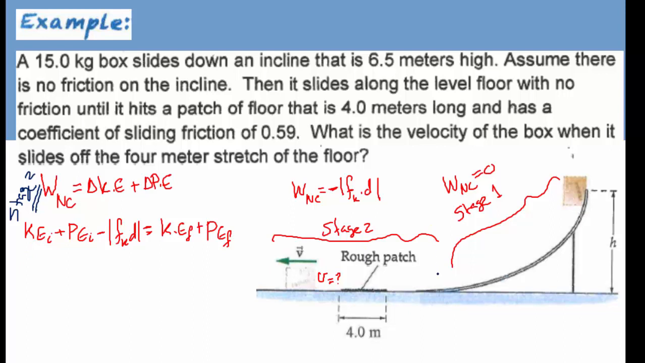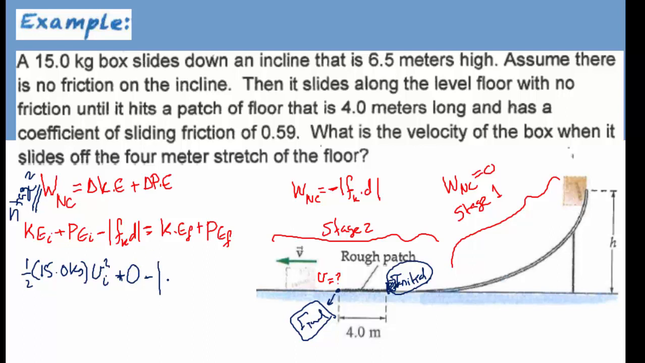Now for stage 2, the initial condition will be here at the moment the box enters the rough patch area. This will be the initial. And the final condition is at the end of this rough patch. So this is the final condition. So the initial kinetic energy will be 1/2 times the mass, which is 15 kilograms, times the initial velocity, which we do not know. The initial velocity at which the box will enter the rough patch is not known to us. Plus the initial potential energy at this point. The initial potential energy is 0. There is no elevation. Minus the work done by the friction.